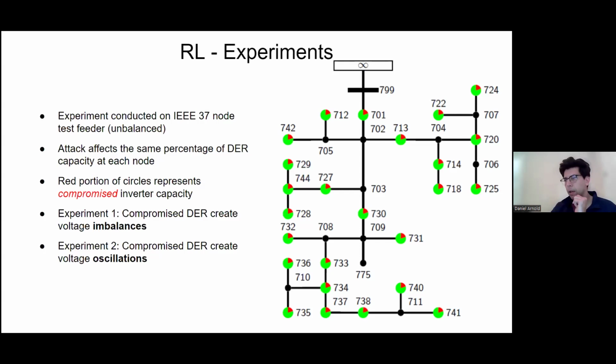We've looked at attacks where all of the devices in a given portion of the system have been compromised, and where the attacks have been more randomized. This is an illustrative case which I felt was kind of useful for this presentation. The algorithms have performed very well in all the cases we've tested. The red portion of the circles represents inverter capacity, either rooftop solar, batteries, or EVs that have been compromised. And that compromised amount of DER is going to create two types of attacks. So the voltage imbalance attack, which we looked at earlier, and the oscillation attack, which we also talked about a little bit earlier.